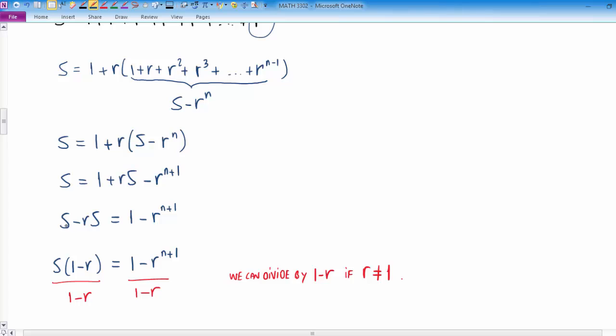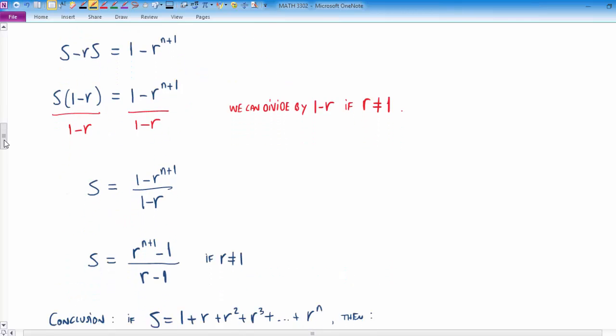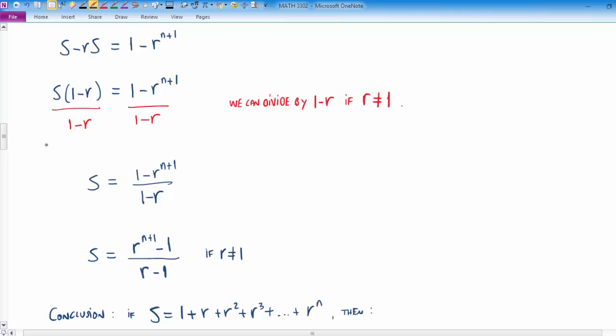At this point, we factor s, and this is s times 1 minus r. We divide by 1 minus r. Now this is true if r is different than 1, because at this point of the process, we divide by 1 minus r in order to solve for s. So this is true only if r is different than 1.